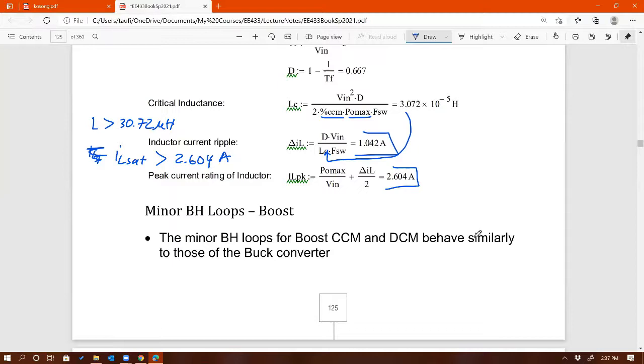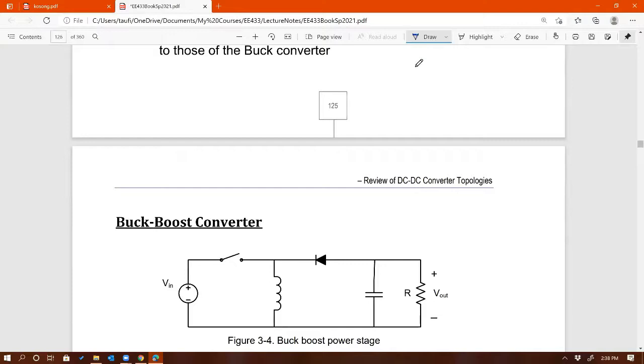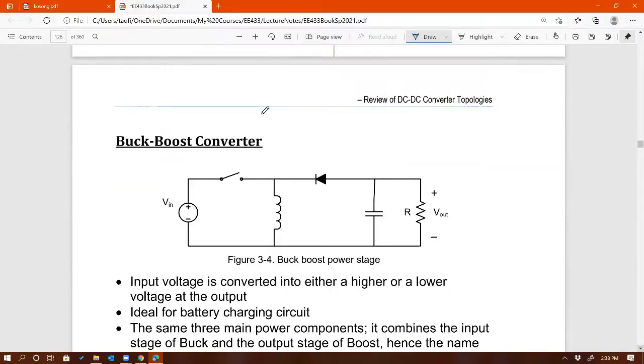Any questions on this? The minor BH loops for a boost is exactly the same as the buck converter, so I won't go through that anymore. It's only one quadrant, so it looks exactly the same. CCM and DCM are exactly the same as buck. And then this third one, I'm going to go through quickly.